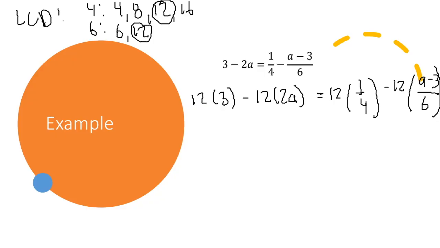So now I'm going to just switch the color here. Okay, now we're going to look to see if we can reduce these. So 4 goes into 12, so 12 divided by 4, in other words, is 3, and 12 divided by 6 is 2. So now let's write down what we are left with.